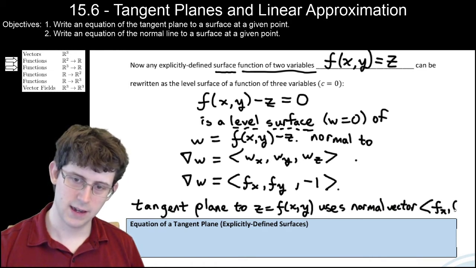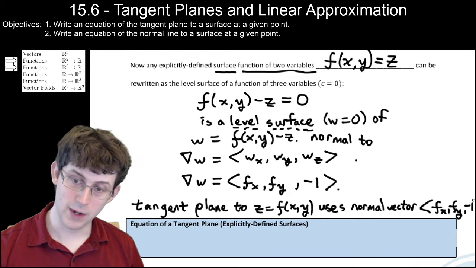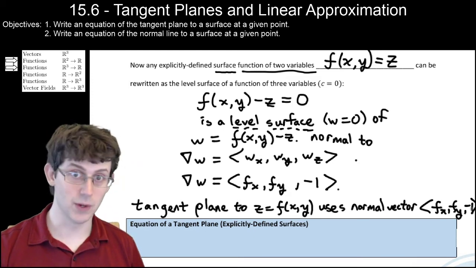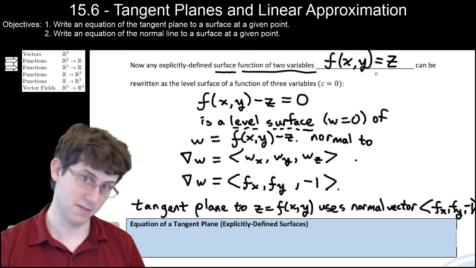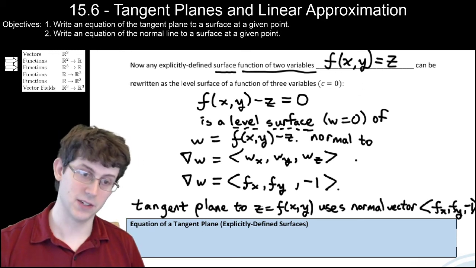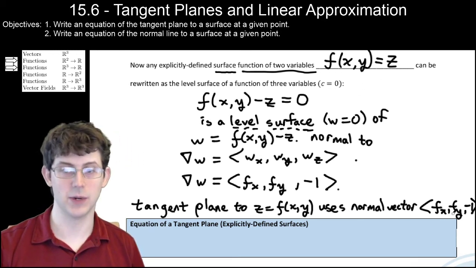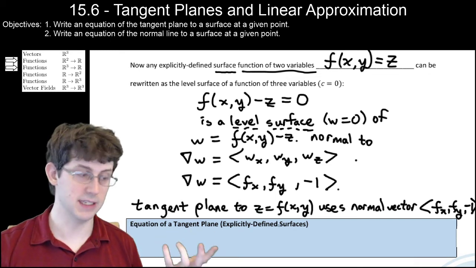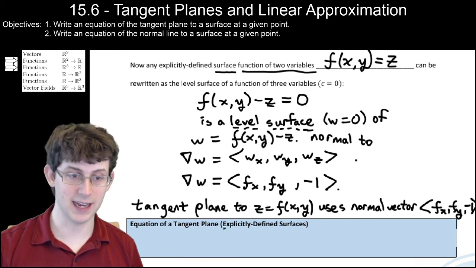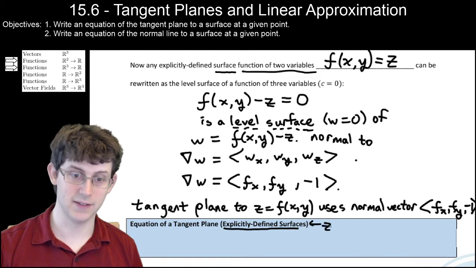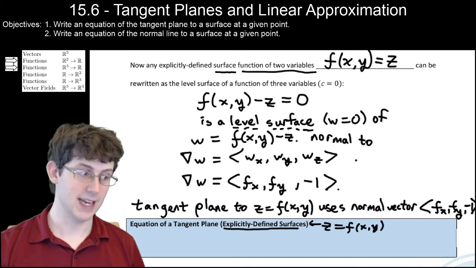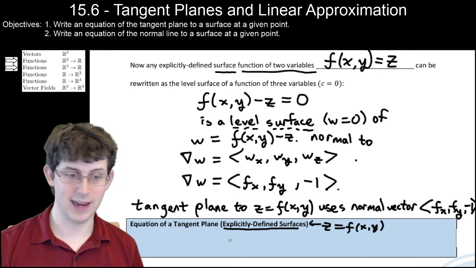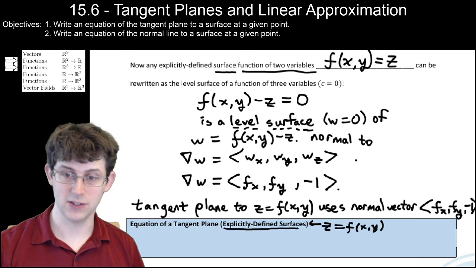Fx, fy, minus 1. And the reason there's a minus 1 is just because we started with z equals f of xy, and when we moved the z over to the other side, the partial derivative with respect to that z was minus 1. So that means that whenever you have an explicitly defined surface, meaning a surface that's given by a function z equals f of xy, its tangent plane at a point x0, y0, z0 just uses this normal vector.